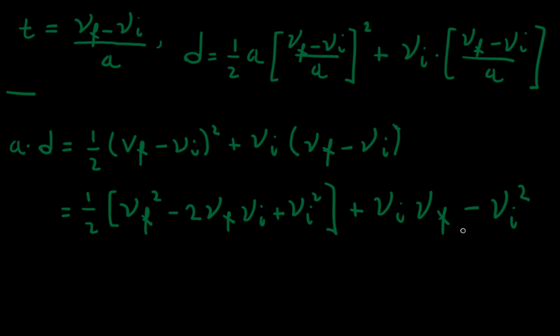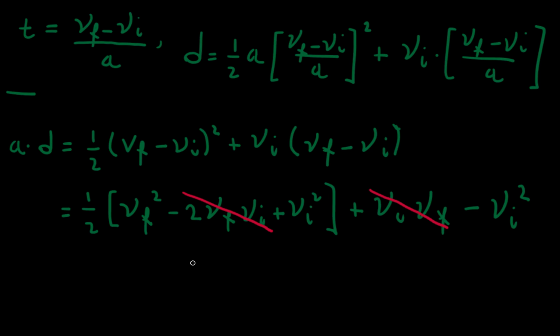And at this point, a couple of interesting things start happening. This 2 here cancels this 2 there. So this is minus V final, V initial. But this is plus V initial, V final. So this term cancels that term completely. That goes away.